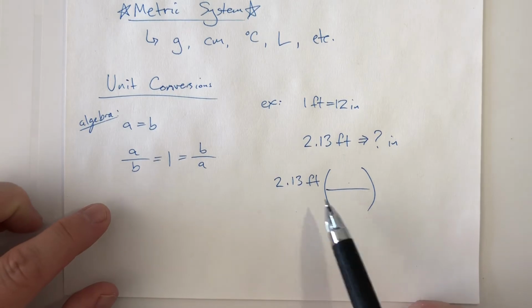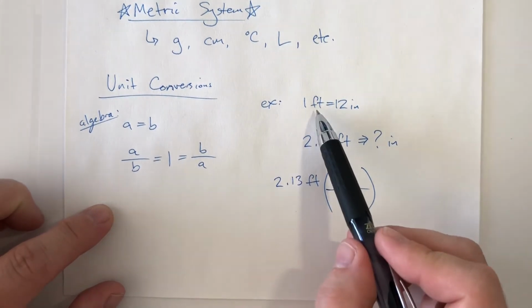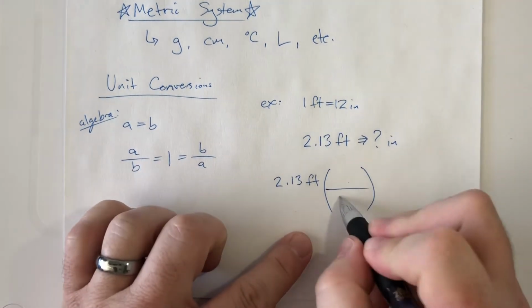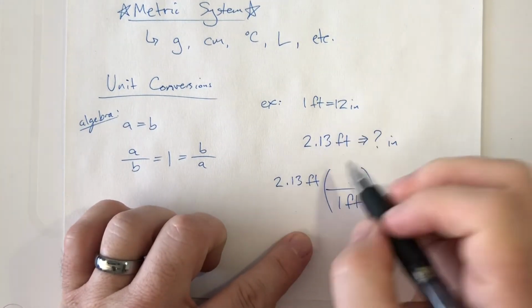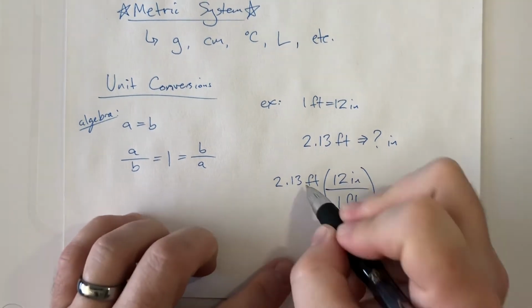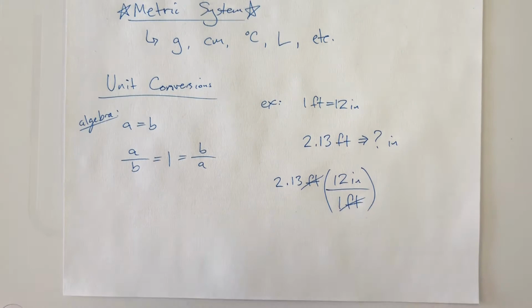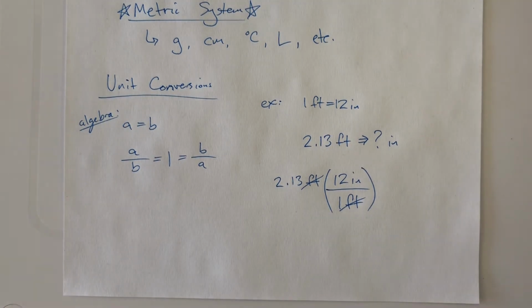I am going to set this up so that the units cancel out. I need feet to cancel out, so this side of this equal sign has to go on the bottom, and this side has to go on top. Feet will cancel out, and we'll have inches, which means we converted from feet to inches, which is encouraging. Our units cancel everything out.